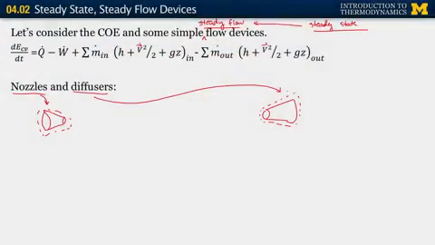And you think to yourself, okay, is there any work transfer in this process? So mentally go through your checklist. Are there any shafts protruding into or out of the system? Do I have any electrical cords, hopefully not near water, into or out of the system? You're like, nope. You go through the checklist. Expansion or compression? No, these are rigid control volumes. So the volumes are fixed. So there's no expansion or compression work. So both my nozzles and diffusers have, by definition, no work associated with them.